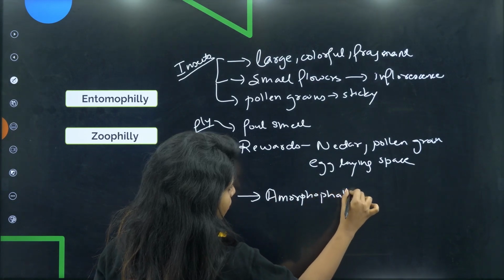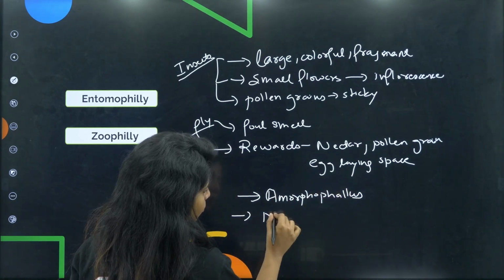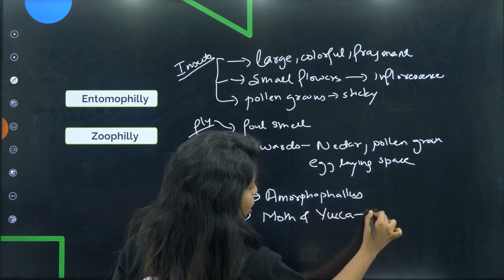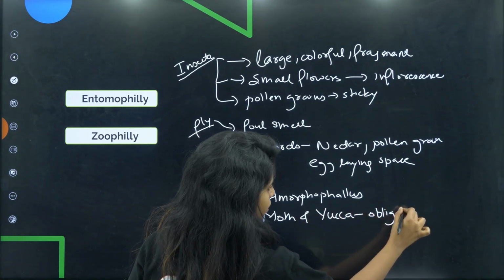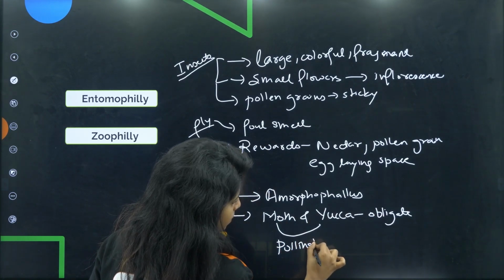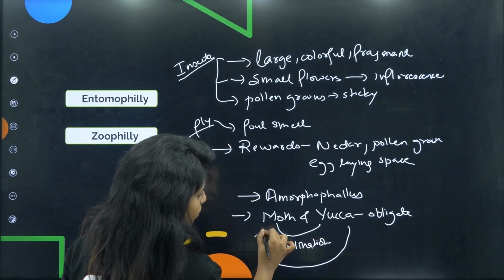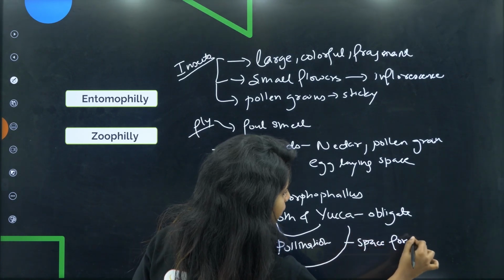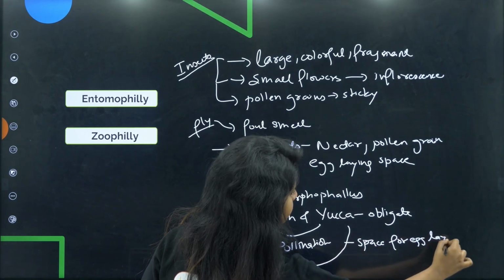Amorphophallus, and then one more is there. What is the relationship between moth and yucca? It is an obligate relationship, where the moth helps in pollination and the yucca plant provides space for egg laying.